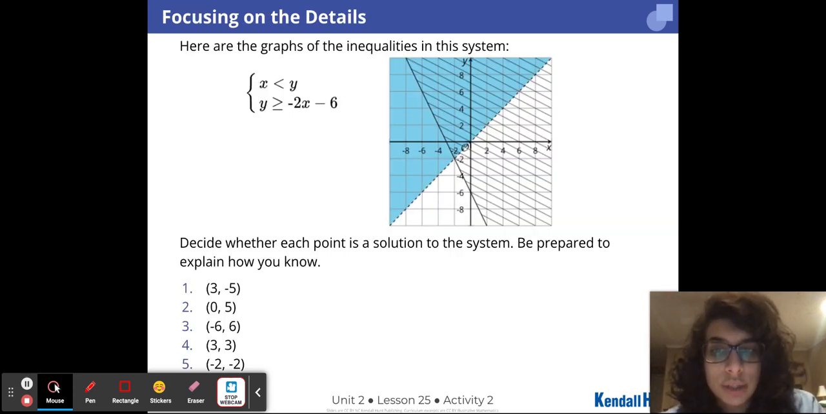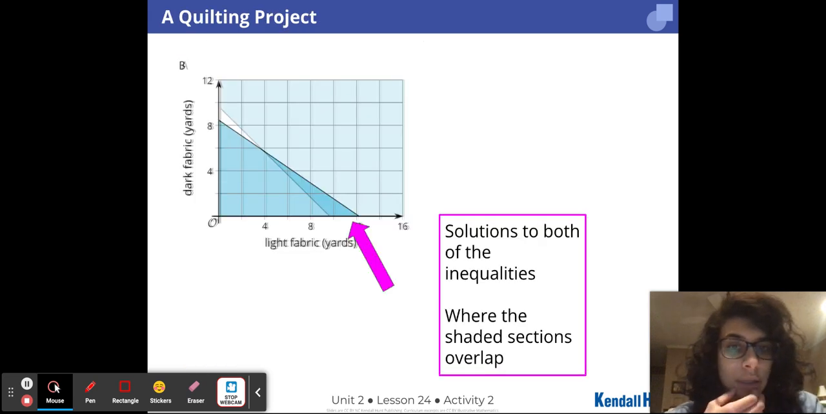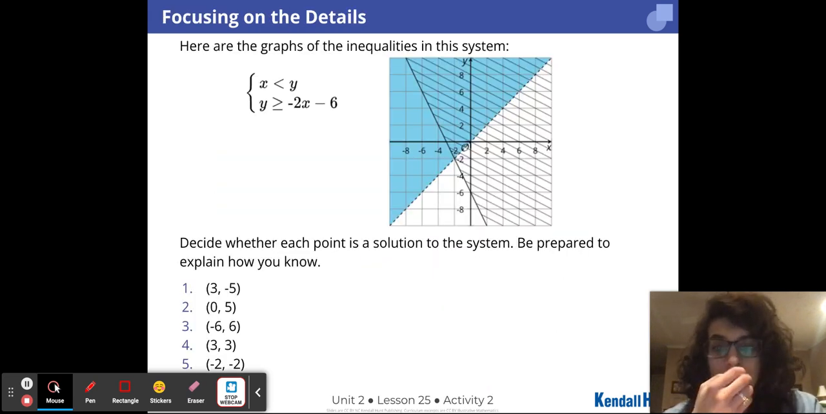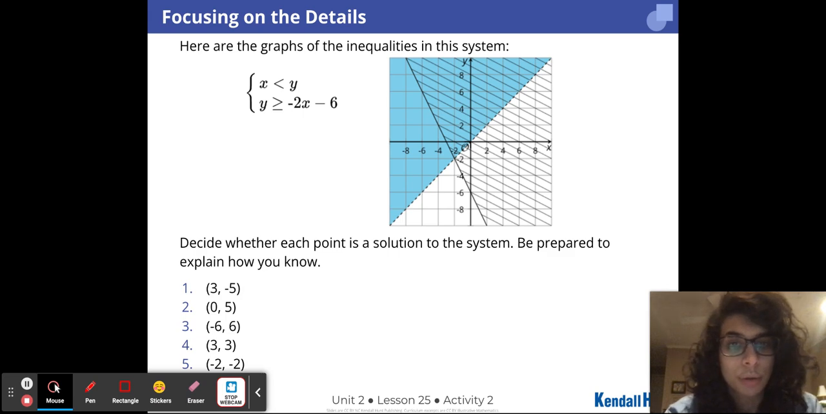Here's a graph of the inequalities of the system. I want you to explain whether each point is a solution to the system. Be prepared to explain how you know. I just went over the solutions to both inequalities where the shaded sections overlap. So tell me which one of these is a solution to the system and explain how you know it is a solution to both.